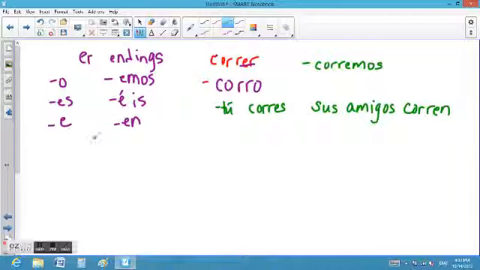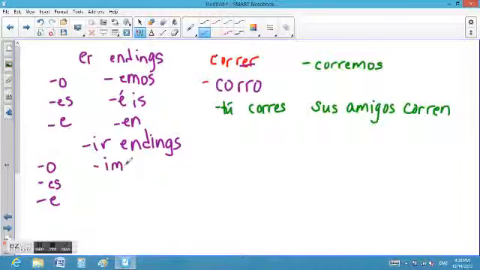Okay. And then, of course, we have our IR verbs, and they have their own set of endings, which are very similar to the ER endings. They are, of course, yo ends in O for all present tense verbs, and then we have es again, and then we have e, and then here's where the differences start to happen. You have imos, you have ís, and then you have en.